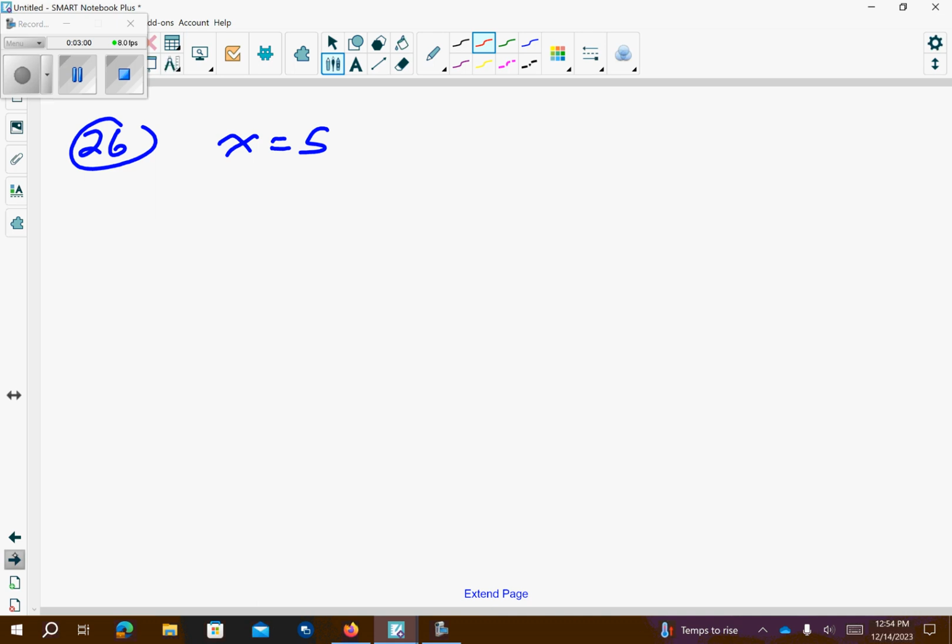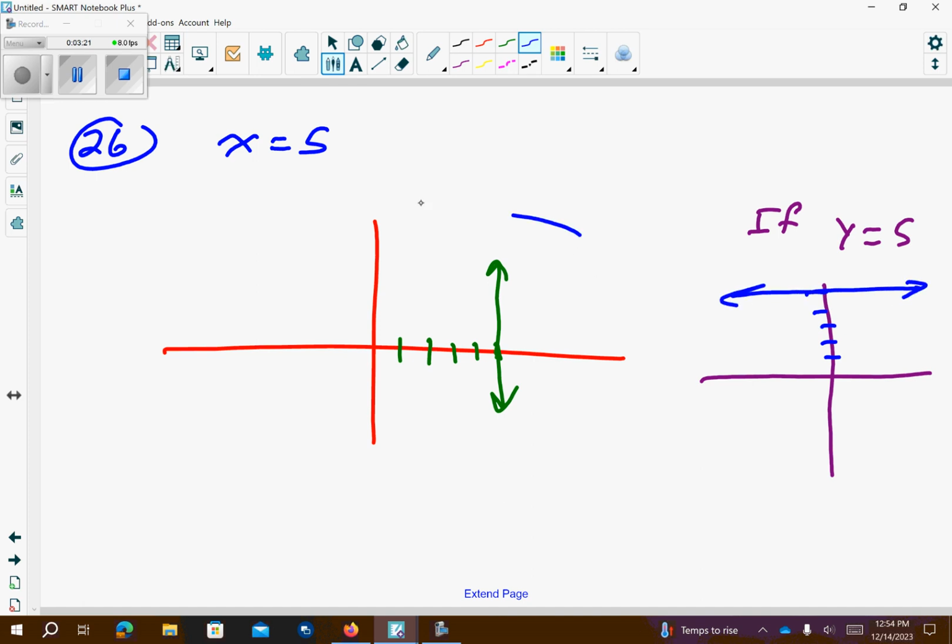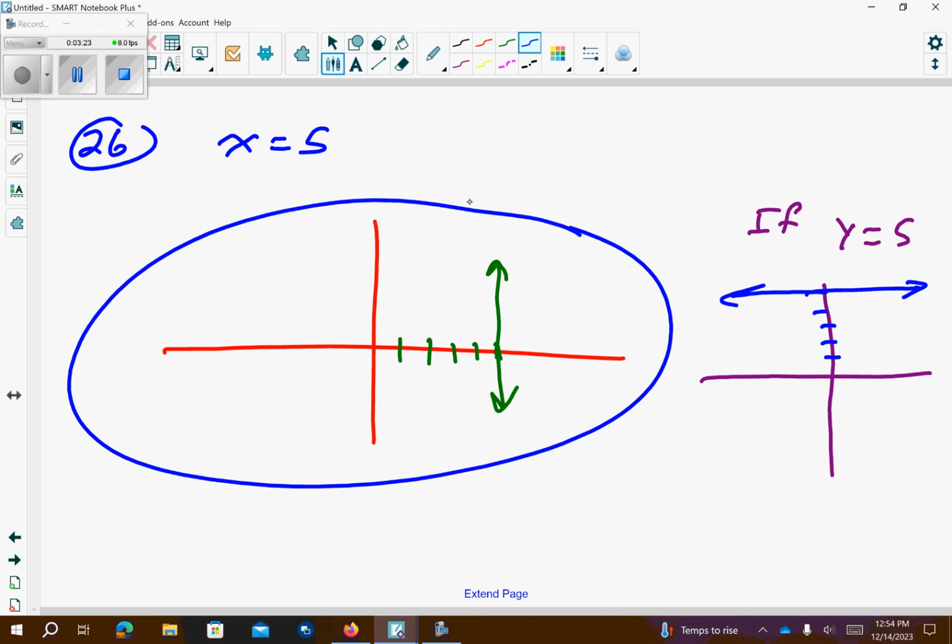Number 26, when we want to graph x equals 5, that is a vertical line. Looks just like this. So you might want to make note, if it was y equals 5, and I know this is not a problem that's on your paper, but you might want to just have it, this is going to be like this. Okay, so this is the answer we're looking for that problem, but you might want to make note of that on your piece of paper on Monday.